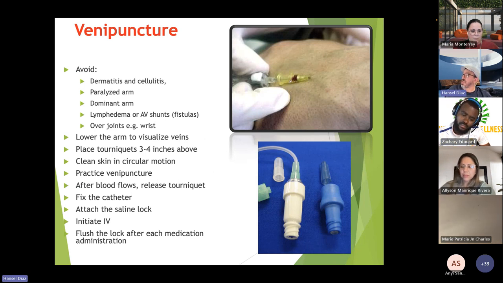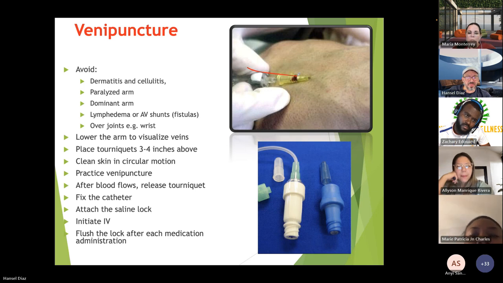Venipuncture. That's a venipuncture. You see it? Learn to do this now while you're students. Practice as much as you can. Not that difficult. Not the same as actually sticking a person, but you can learn it.